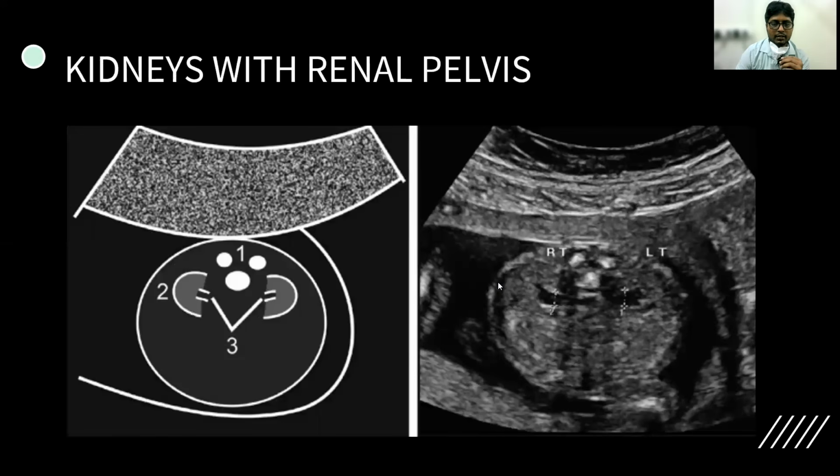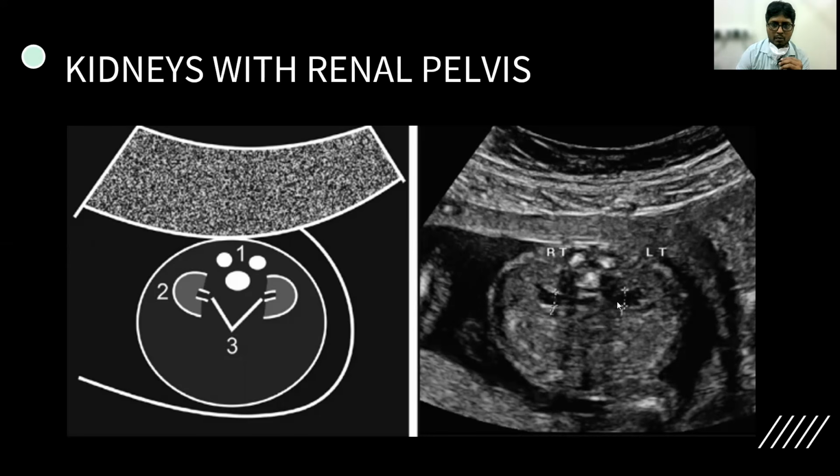The other thing in the abdomen is the kidneys. We have to make sure that we take the kidneys in the axial plane and we measure the renal pelvis, as this can tell us whether the child is having a normal kidney, a normal KUB line, that is the kidney, ureter, bladder line.